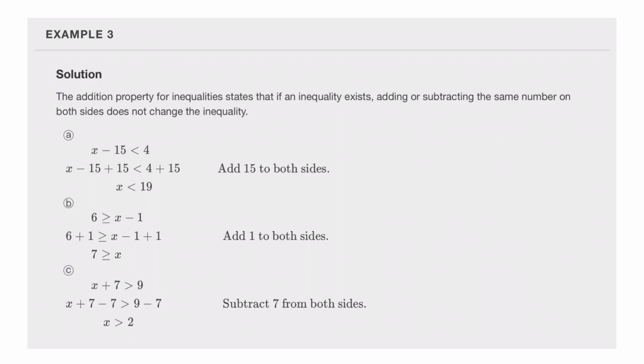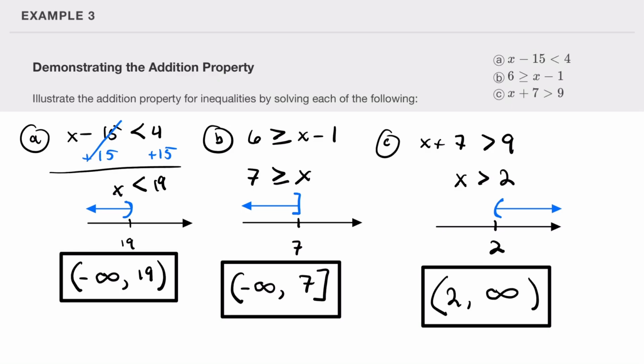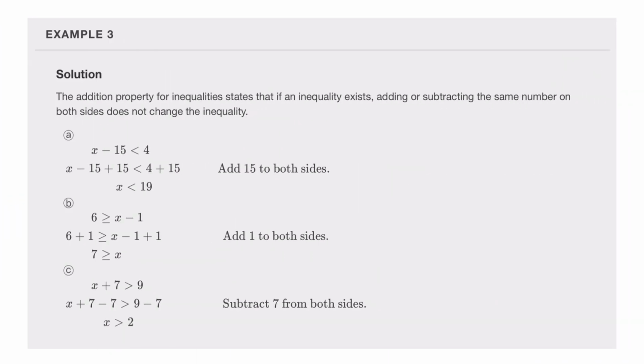Okay, and they didn't write it in interval notation, but that's okay. x is less than 19. 7 is greater than or equal to x. x is greater than 2.